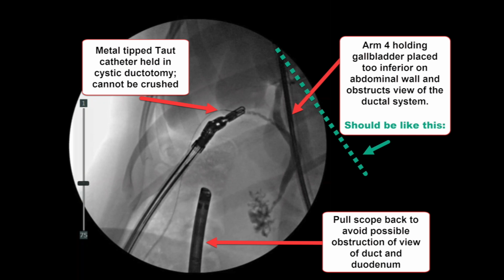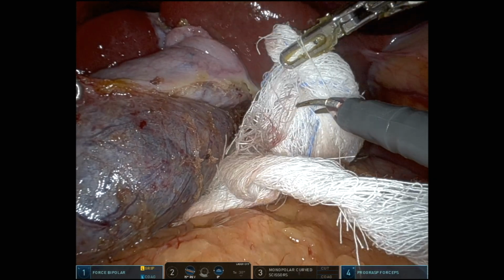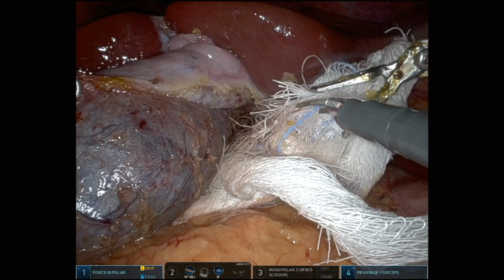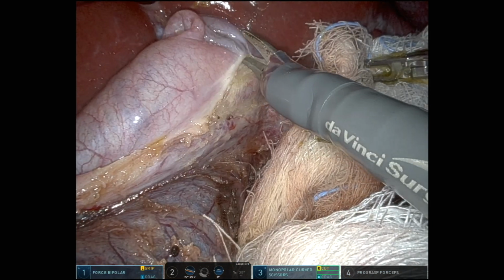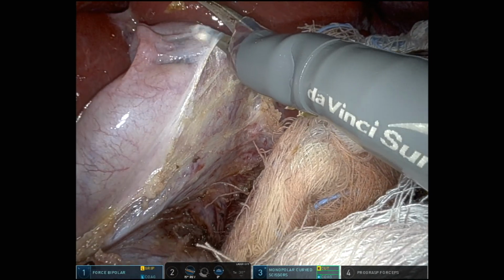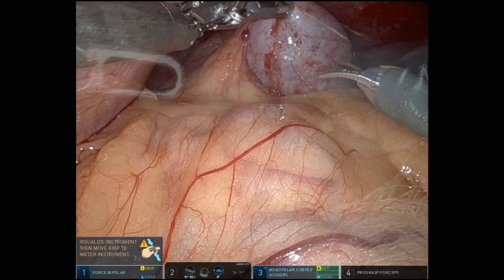Also, it is best to angulate the wrist of the grasper holding the gallbladder with arm 4 in order to minimize overlap with the intrahepatic biliary tree. If you are using arm 4 with a sponge to lift the liver up instead of holding the gallbladder up, pull the sponge back and retract arm 4 to avoid overlapping with the biliary imaging.